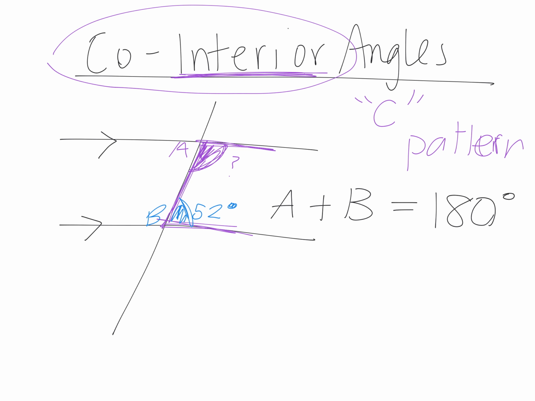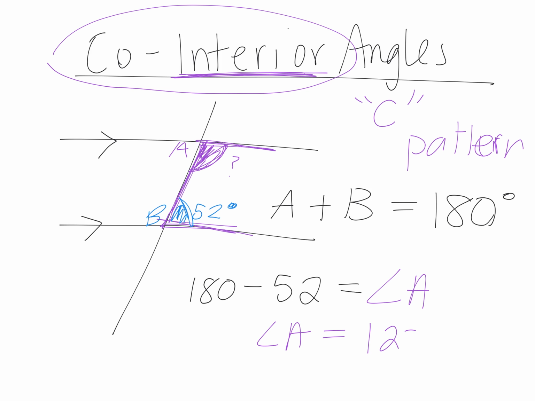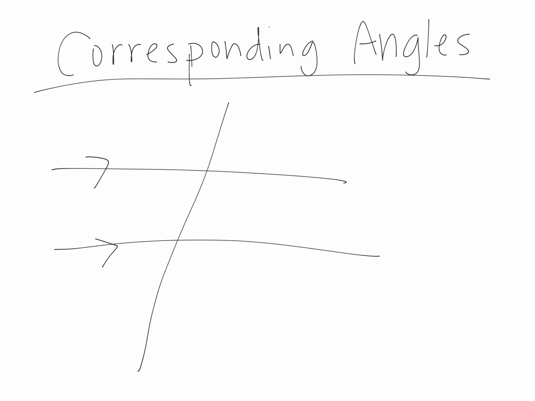How? Subtract it from 180. 180 minus 52 equals, that will give us angle A, because the two angles have to add up to 180. What is angle A equal to? 128 degrees. 128 plus 52 is 180. Good. Corresponding angles form an F pattern.